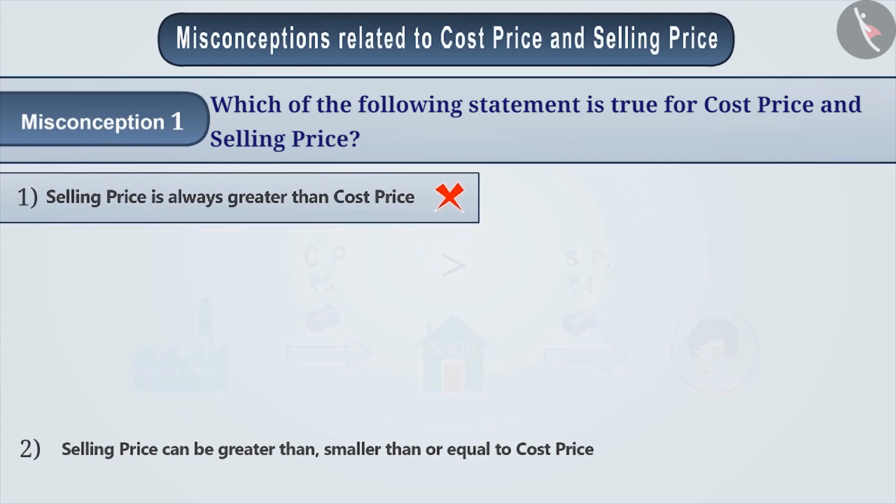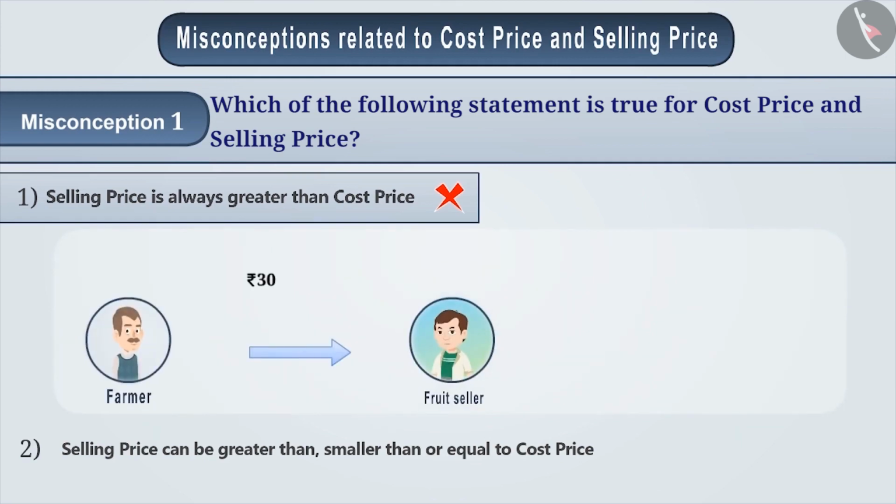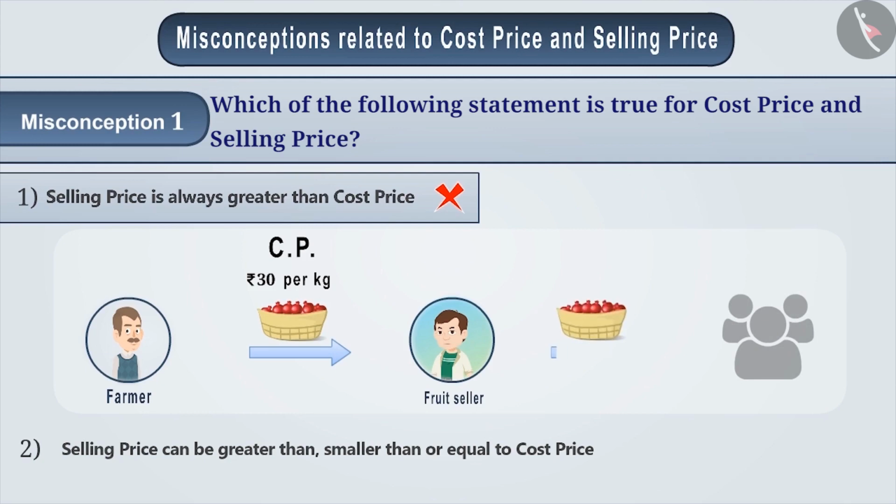Some of these situations are as follows. A fruit seller purchased pomegranates from a farmer at the rate of rupees 30 per kg, but due to a small number of buyers, he was not able to sell them.